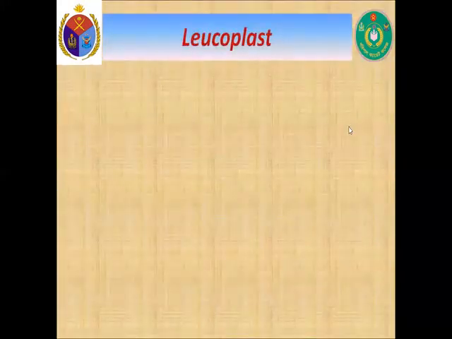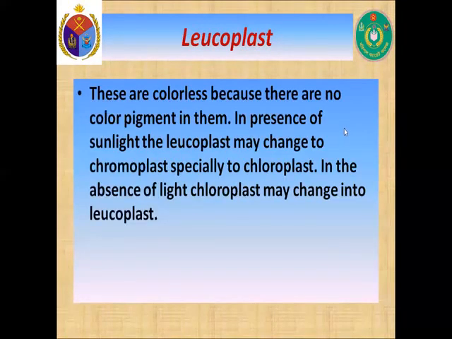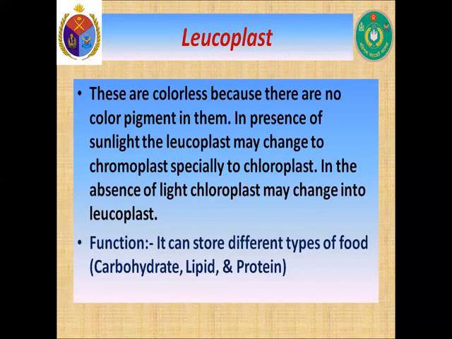Now, leucoplast. These are colorless because there is no color pigment in them. In the presence of sunlight, the leucoplast may change into chromoplast, especially chloroplast. In the absence of light, chloroplast may change into leucoplast. Function: it can store different types of food like carbohydrate, lipid, and protein.